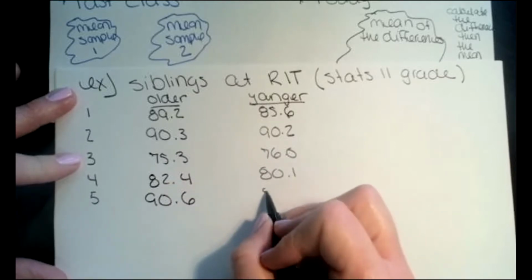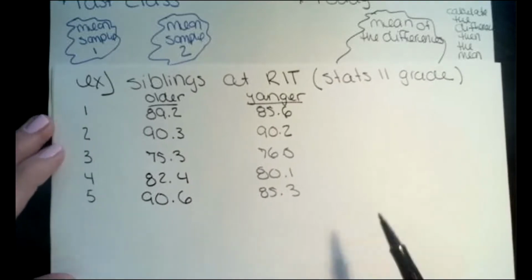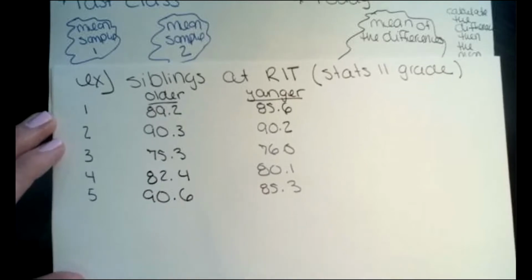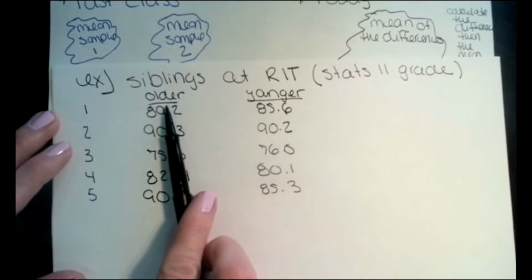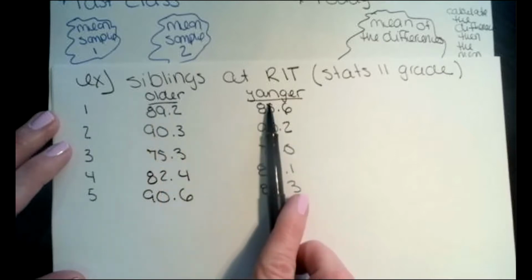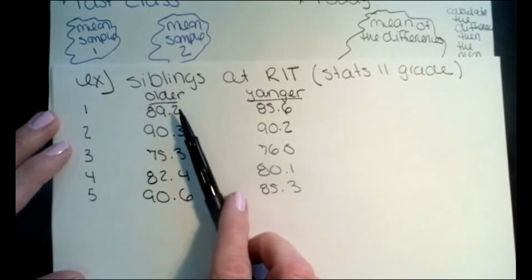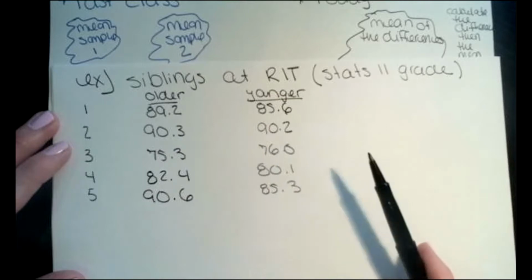So again, I'm just making these numbers up. Nothing like collected here. So what we're looking at is we want to see, okay, is there a difference between these groups? Is there a difference between the older siblings and the younger siblings' grades in my Stat 2 class? So we have to realize, well, what is it that's making this dependent or paired?